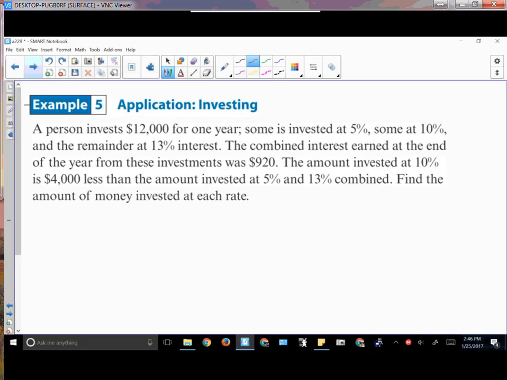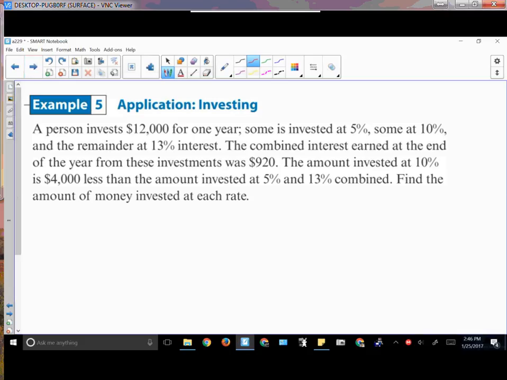Okay? Where 5% might be a nice, safe one that you'll know that you'll get your money out of, 13% might be an extremely risky investment. Kind of like if you're investing for the Vikings to actually win the Super Bowl. Okay, yeah, you wouldn't want to. They would definitely be the 13%.